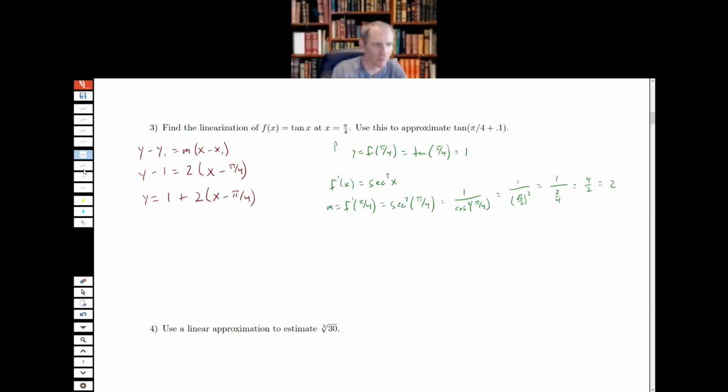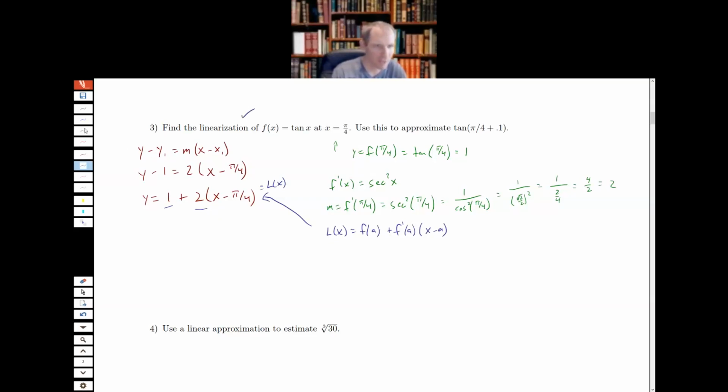Okay, if you remember the formula from section 4.2 for linearization, it says that L of x is f of a plus f prime of a times x minus a, and that's what we have right here, right? So this is f of a that we added over after a step. This is f prime, the slope, and then x minus a. Okay, all right, so this is L of x. So find the linearization, check.